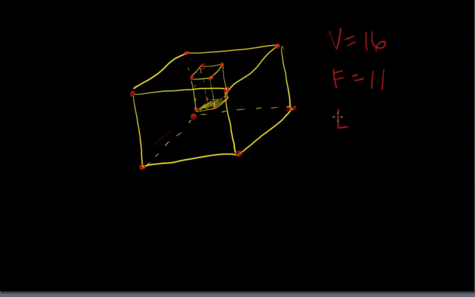Yes. Alright, now for the edges, well, the edges are pretty easy to count because on the cube we have 1, 2, 3, 4, 5, 6, 7, 8, and on the cutout we have 8. So we have 16. Now, vertices plus faces is 27, minus edges would be minus 16, and you see that we do not get 2.